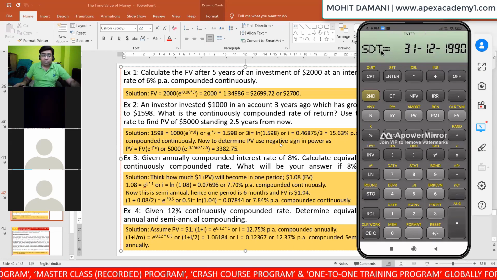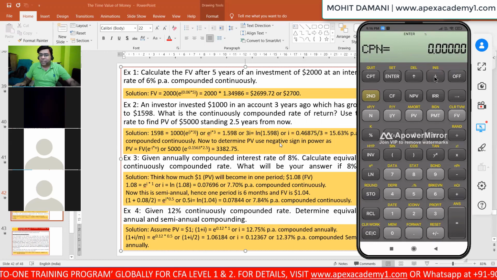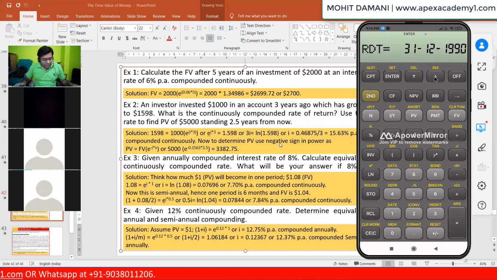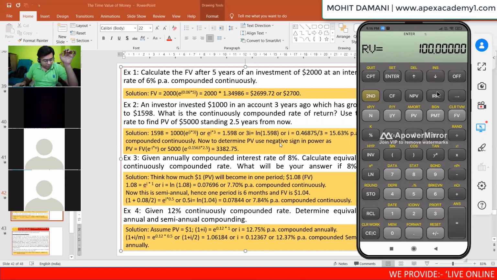SDT stands for settlement date. What is the settlement date of your bond? CPN stands for coupon. What is the coupon amount? Not rate. Remember, it is amount. RDT stands for redemption date. Redemption date. That means what is the maturity date of the bond. RV stands for the face value of the bond. That is at what face value the bond operates.